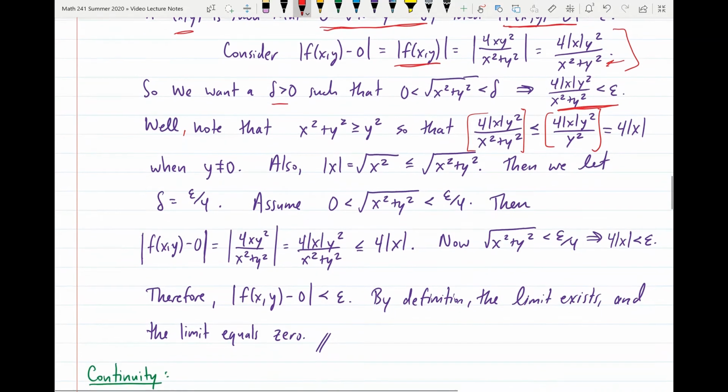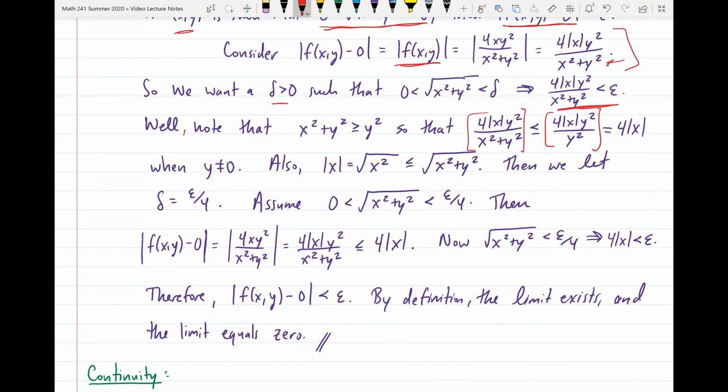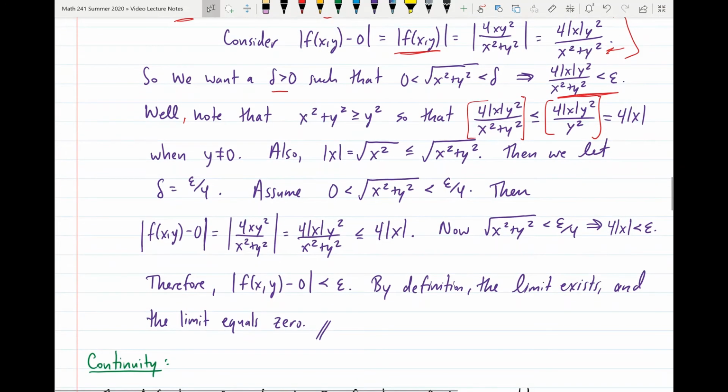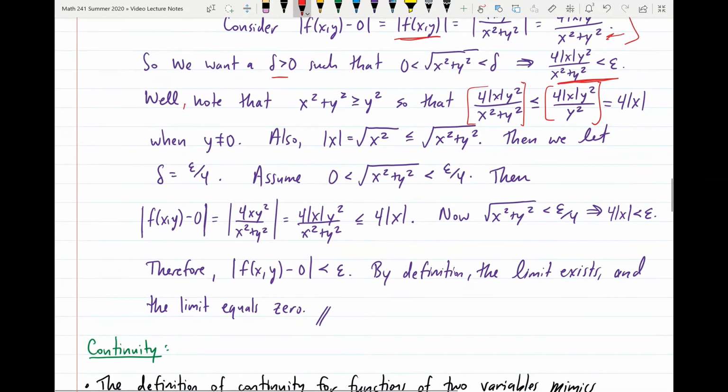And now, as long as y is not equal to 0, then this expression is equal to 4 times the absolute value of x. And that's okay, because we're assuming that y doesn't equal 0, because the limit point is (0, 0).